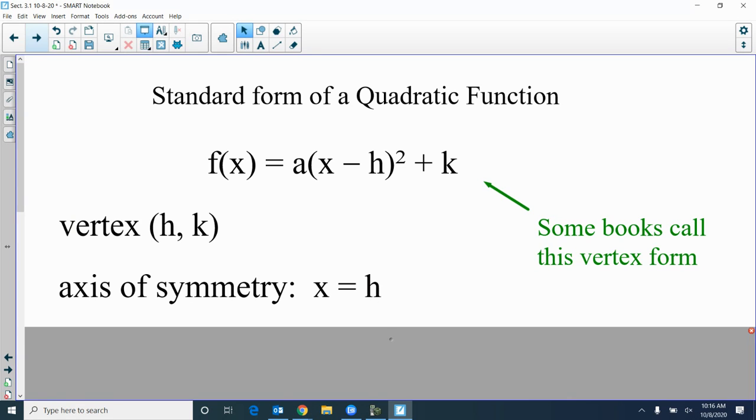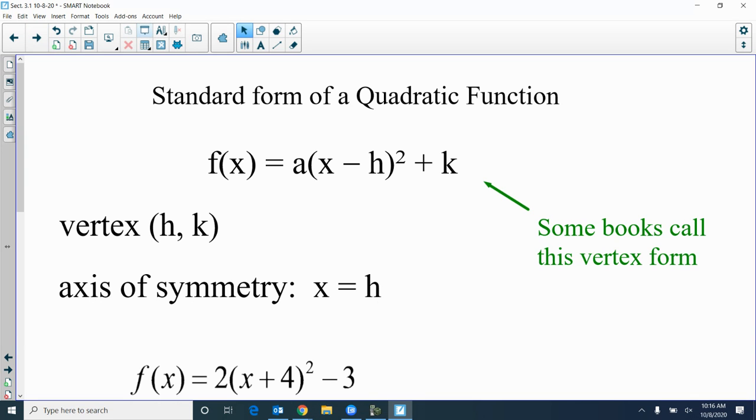A lot of times I'll call this vertex form because I think it's a little more obvious. If it's in this form, you are going to know what the vertex is. You're going to know what the axis of symmetry is. What's the axis of symmetry? Do you just remember what that represents? Axis of symmetry is the line that cuts it in half, right down the middle. The vertical line for that, and it goes through the h.